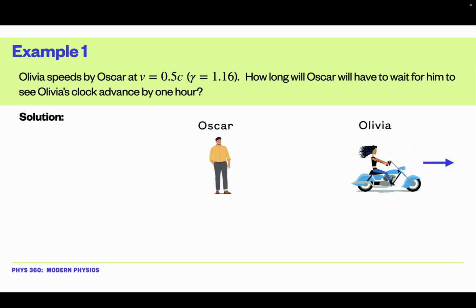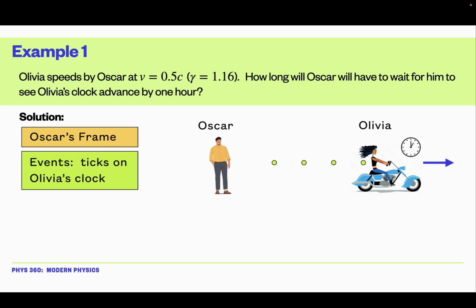All right, so there's Oscar, there's Olivia. The drawing is from Oscar's frame of reference. When you're making a drawing, it's a good idea to always be aware of whose frame of reference it's from. Oscar is standing still, so it's Oscar's frame of reference. The events that we're interested in measuring, however, are on Olivia's clock, right? We want to know how much time elapses, as seen by Oscar, on Olivia's clock.